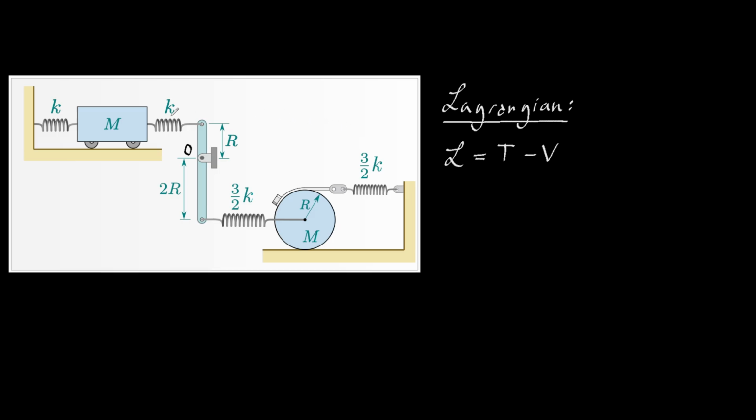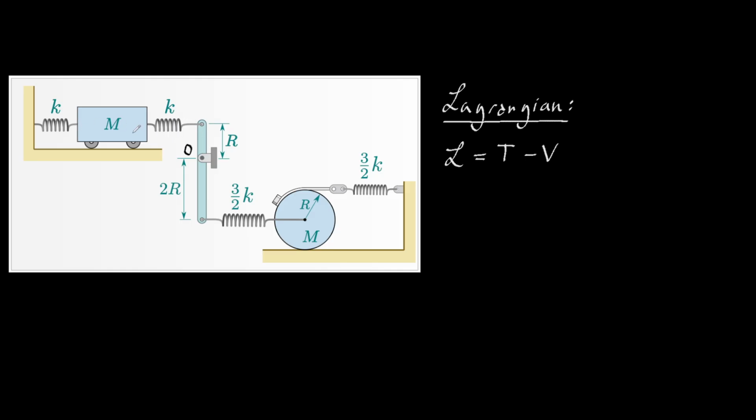It is depicted here on the screen. It is basically formed by three objects. The first object is a mass, a cart that can move horizontally and is connected to a fixed point by means of a spring of stiffness K.